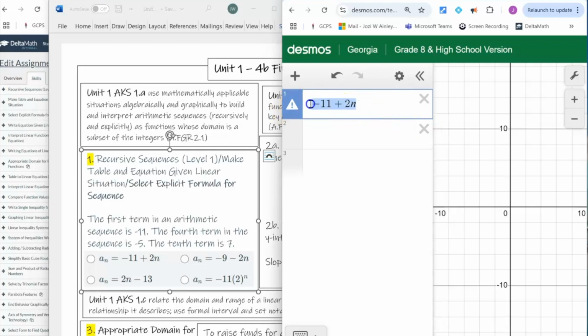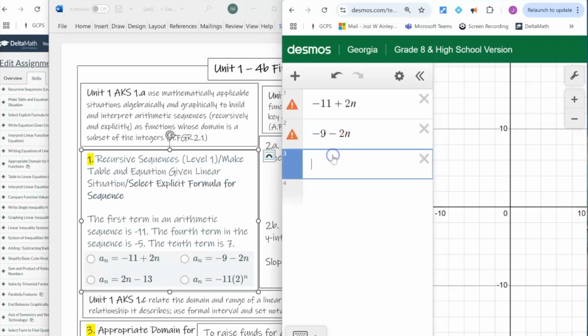Yes, it'll give you an error, but that's not what you care about, so it's okay. My second one, so this is B, is negative 9 minus 2n. My next one is 2n. And you can check each one to prevent you from typing every single one, but I'm just going to go ahead and type it anyway.